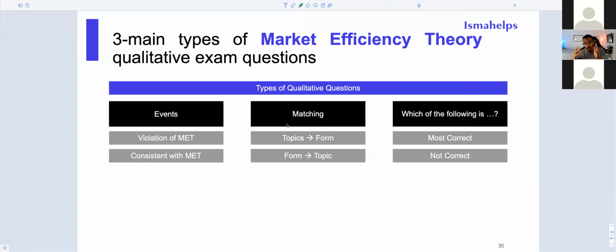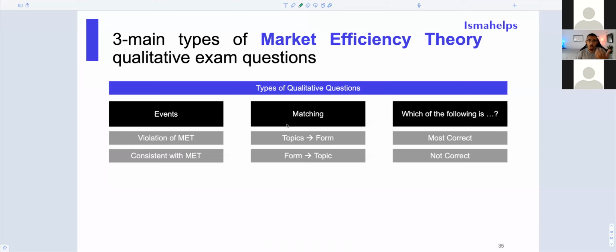If we move on to the second type of qualitative questions under the chapter of market efficiency, there is the matching one. And there are 2 subsegments here, which is matching a topic to a form of market efficiency or matching a form of market efficiency to a topic. It really boils down to the same thing. And to make it a little more clear for you, what does this mean? This means that they may say, well, hey, the random walk is essentially saying that the price of a stock yesterday will not affect the price of a stock today. Well, which form of market efficiency does this match with? And then you would say, well, hey, that's the weak form of market efficiency. That's what a matching type of question is all about.